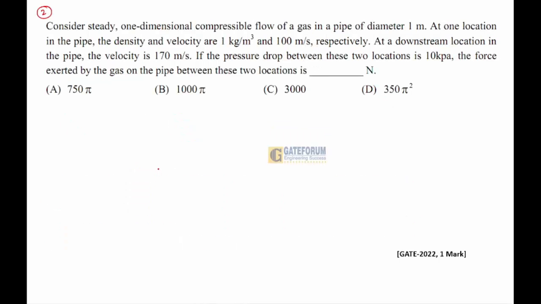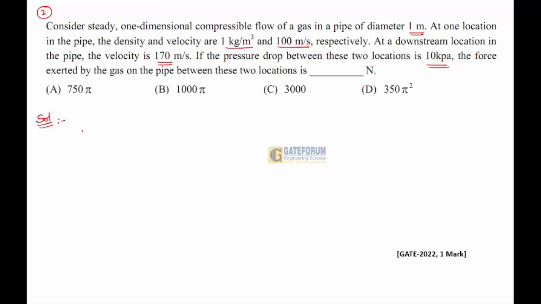Consider steady one-dimensional compressible flow of gas in a pipe with a diameter of 1 meter. At one location in the pipe, the density and velocity are 1 kg per meter cube and 100 meter per second. At the downstream location in the pipe, the velocity is 170 meter per second. If the pressure drop between the two locations is 10 kilopascal, the force exerted by the gas on the pipe between these two locations is dash Newton. A 750 pi, B 1000 pi, C 3000, D 350 pi square.